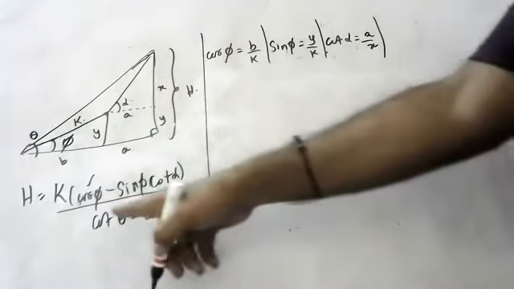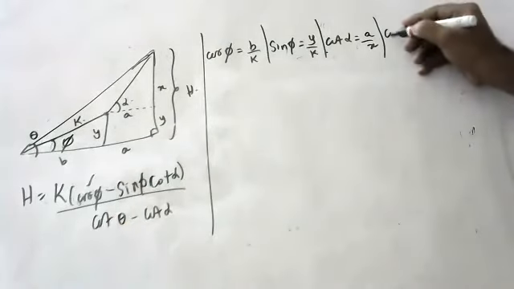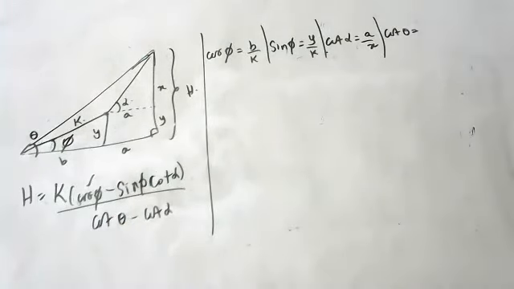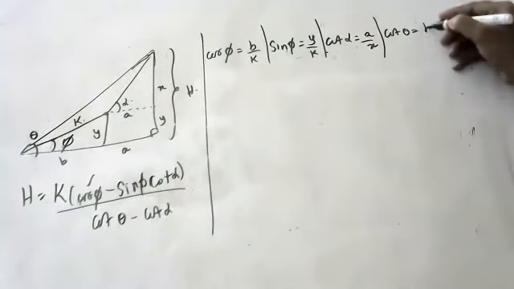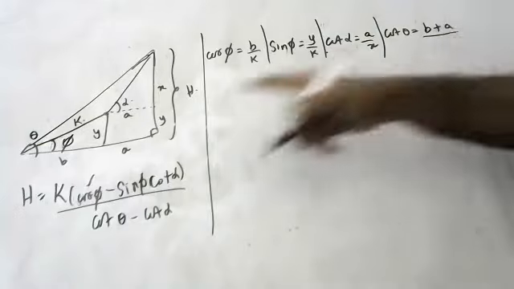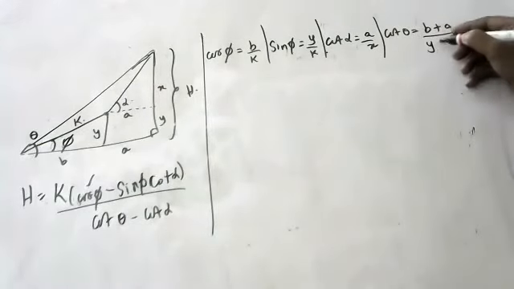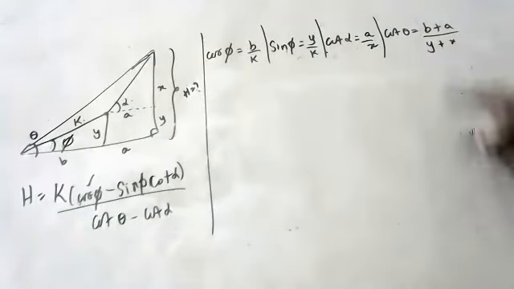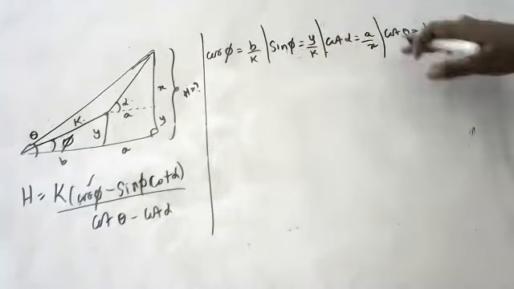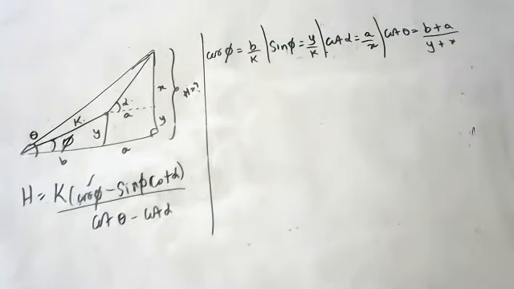Can anyone help me with cot theta? Last, cot theta in the original triangle is adjacent by opposite, which is b plus a by y plus x. Don't take this h, children. This h you should never take because this is the height. So cot theta equals b plus a over y plus x. That's it, children. If you can write these four components, the sum is over.